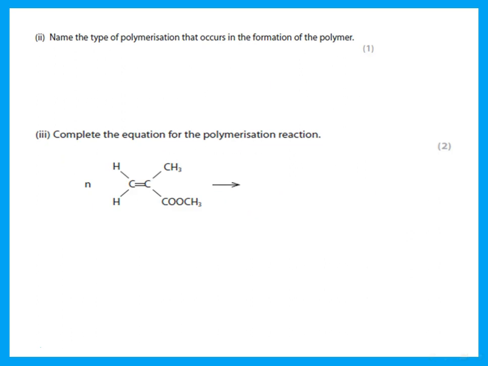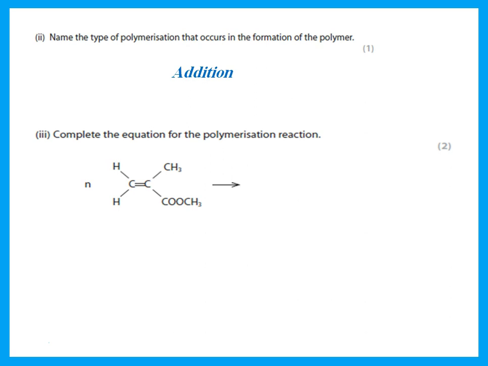Name the type of polymerization that occurs in the formation of the polymer. Remember, if I'm starting with an alkene, what is the type of polymerization? Addition polymerization. Starting with alkenes, the polymerization is addition polymerization.